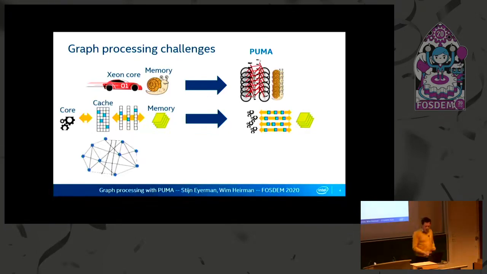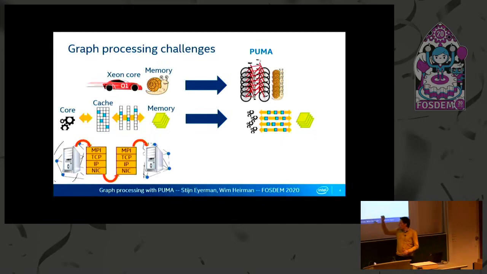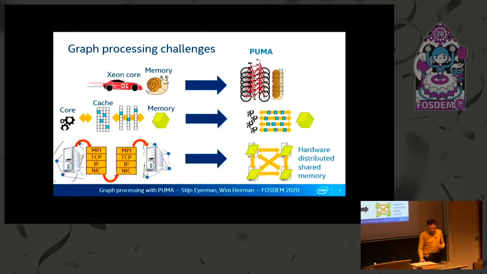Another thing is the size of the graph. If you have a very large graph, you need to partition it and put it into multiple nodes, multiple compute nodes, multiple servers. But then when the graph algorithm wants to access data on another node, it needs to go through the whole communication stack, which takes a lot of time. And unfortunately, graph algorithms are not very predictable in their locality. So it often occurs that we need to go off node, giving a large performance penalty.